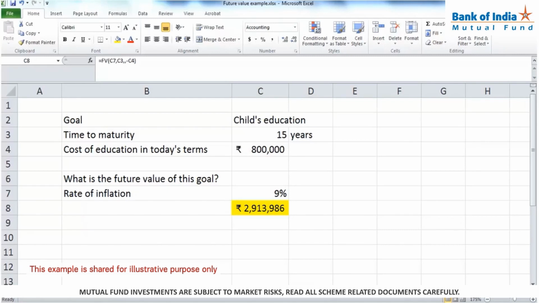Amit and Shobha can juggle the numbers to see how their requirement can vary depending on their assumptions: cost of education today, number of years, and rate of inflation. Saving for a goal is easier when it is estimated in advance.